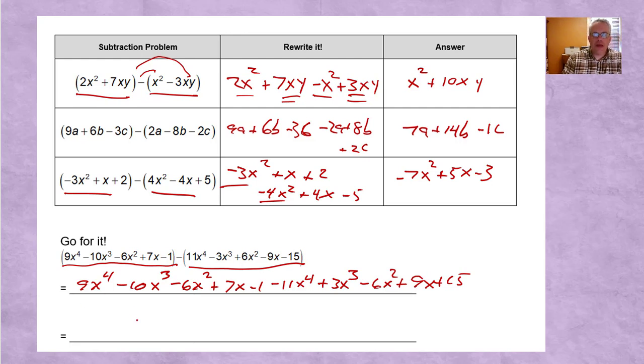So, combine the x to the 4th terms. Combine the x to the 3rd terms. Combine the x squared terms. X terms. And the constants. Wow, I hope I did all that okay. But my point is, once you see what's going on, you can do any of these subtraction problems.